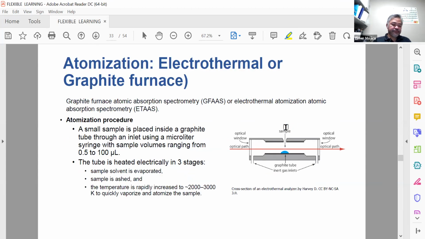Now let's look at electrothermal, or the so-called graphite furnace. Graphite furnace AAS, or electrothermal atomization atomic absorption spectroscopy: in this atomization method, a small sample is placed inside a graphite tube. Okay, so this is your graphite tube.